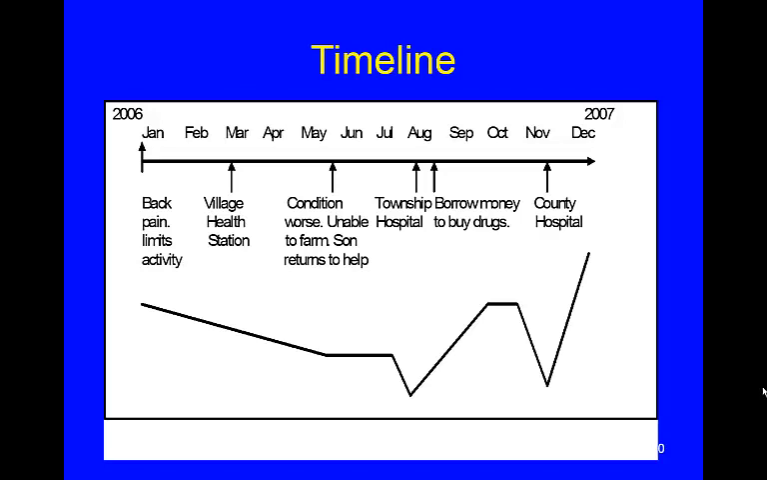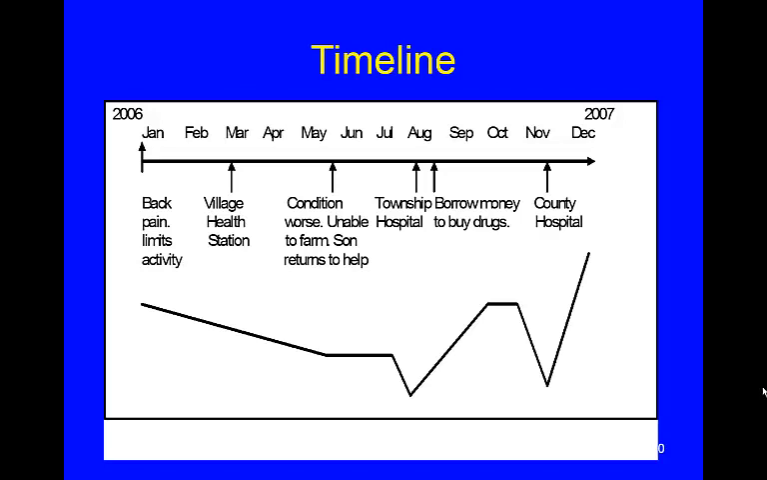They were probably bedbound and had to go to the township hospital. As a result of that, had to borrow money to buy the drugs recommended by the hospital, and they improved somewhat, but then they went right back downhill again by November, and then they went to the county hospital. Maybe they had some money from a relative to go to the county hospital, and their health improved by the end of the year. So here's a timeline, and we've got very basic stuff here.